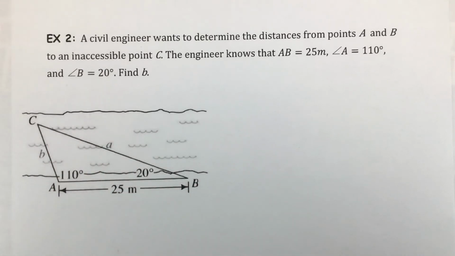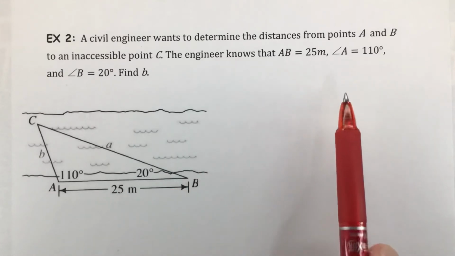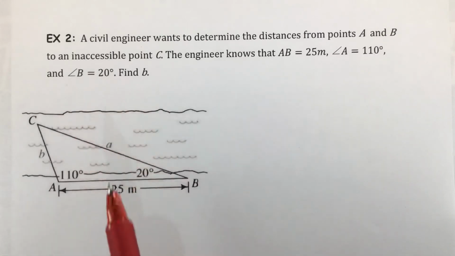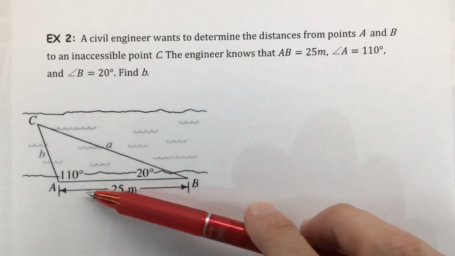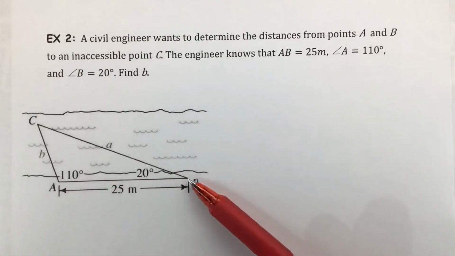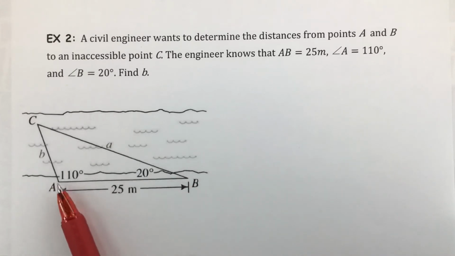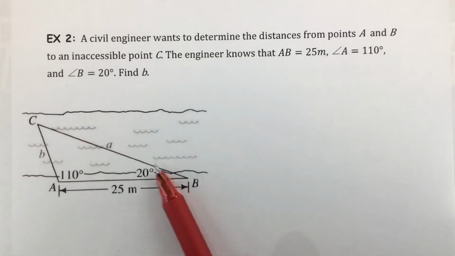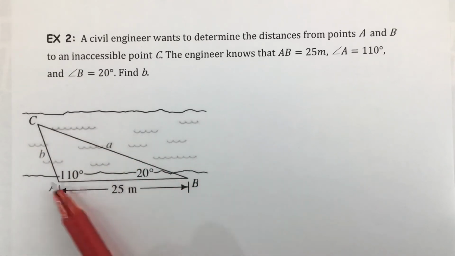The engineer does know that AB, the distance from A to B, is 25 meters, and he knows that angle A is 110 degrees and angle B is 20 degrees. These are all things that the engineer can do from where he's at. On dry land, he can put some stakes into the ground, measure their distance as 25 meters, and use an instrument to measure the angle from here to point C as well. These are all things he can figure out because he's over there on dry land.